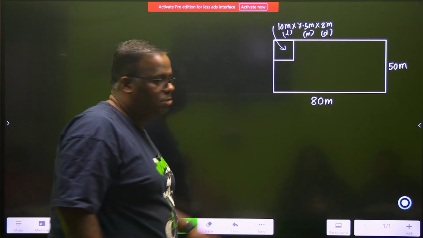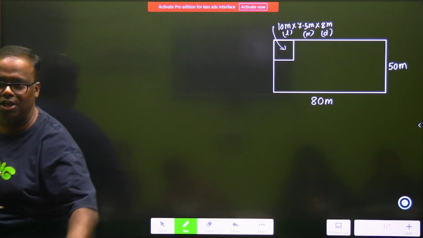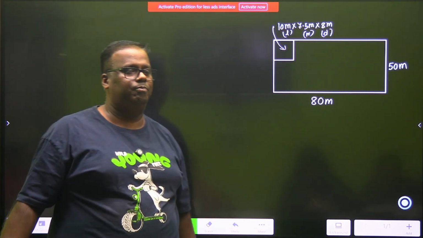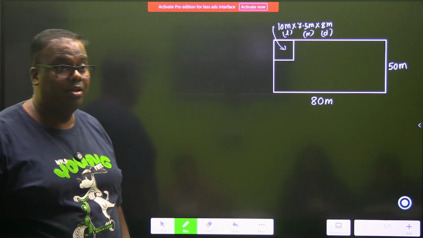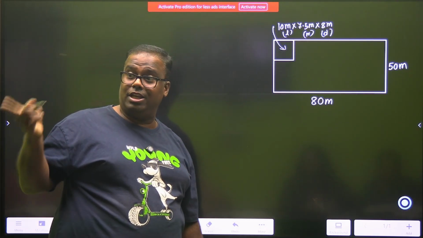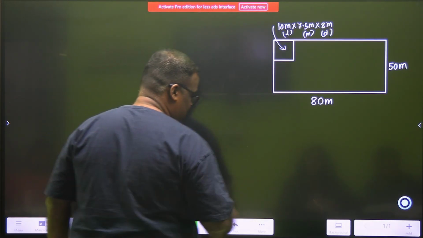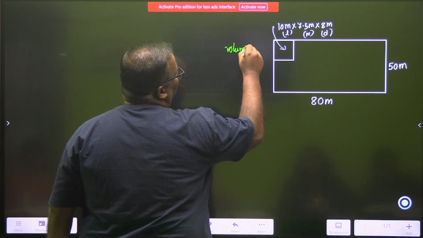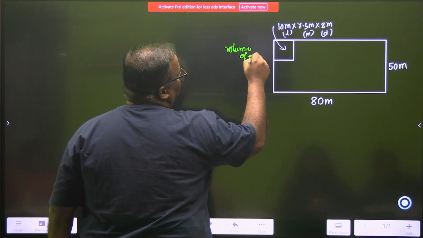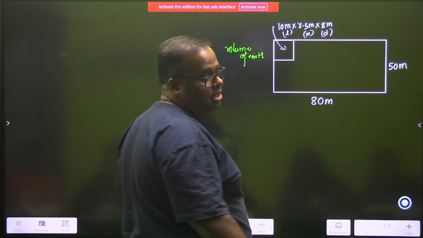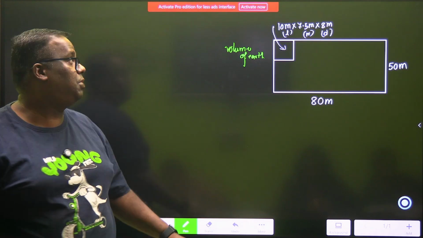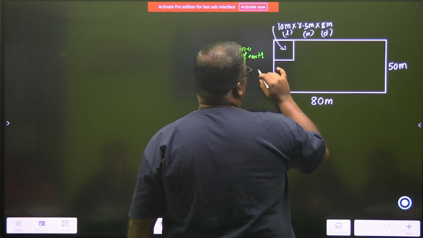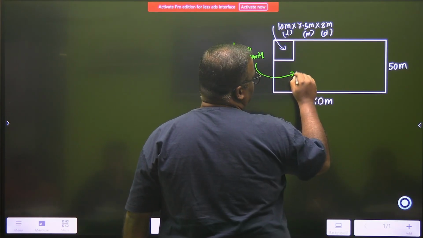Now this pit will be typically like a cuboid which is inside. Don't you feel it's a cuboid inside? This pit has been dug. The earth taken out of it is evenly spread over the remaining part of the field. Earth taken out of it means that whatever volume of earth you took out from here is now spread evenly on the remaining part of the field.